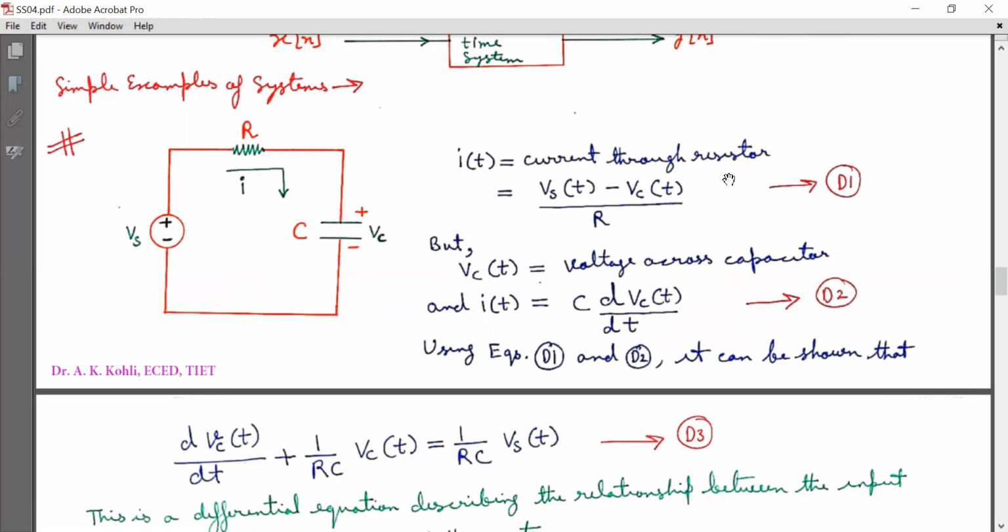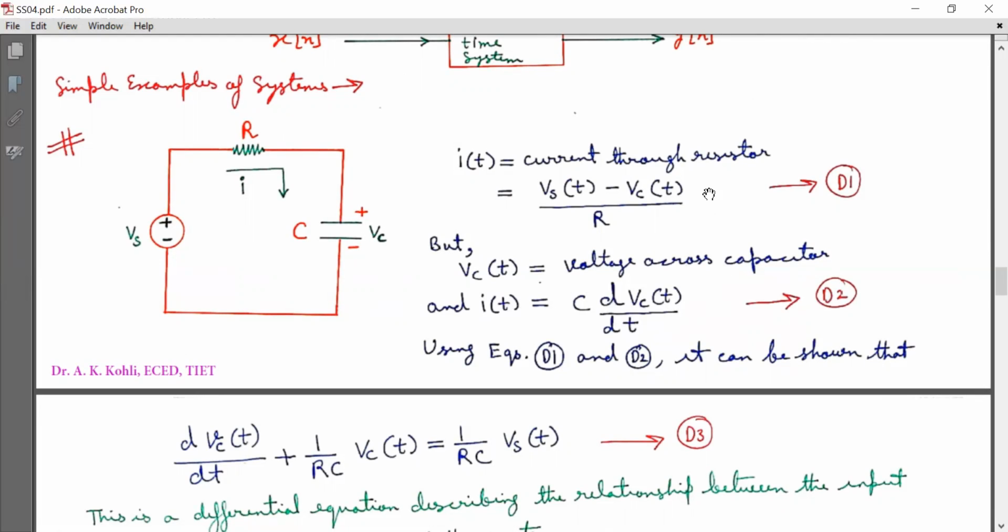This electrical relation we all know. Vc(t) is the voltage across the capacitor, that is a varying voltage, and I(t) is equal to C d by dt Vc(t). Mark it as equation D2. So Vc(t) is the voltage across the capacitor, and the current I(t), we all know, is equal to C d by dt Vc(t).